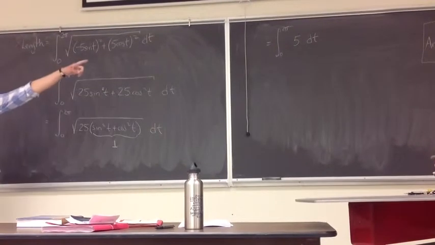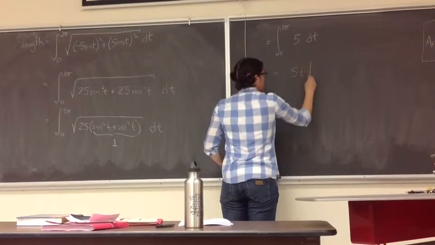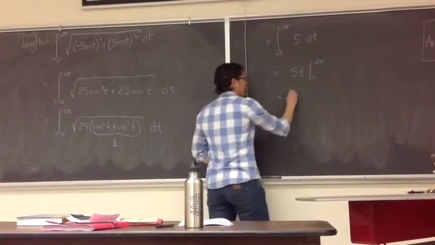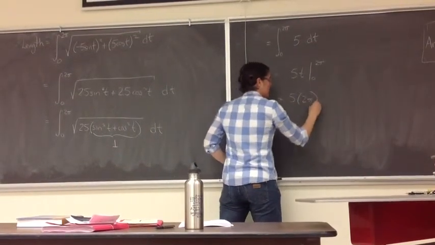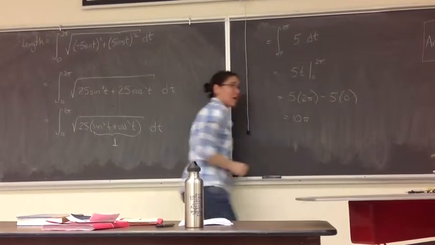Now that is really easy to integrate. Antiderivative of 5 is 5t. We're going to evaluate between 0 and 2 pi. And so we plug in 2 pi for our t, and then we plug in 0 for t, and we end up with 10 pi.